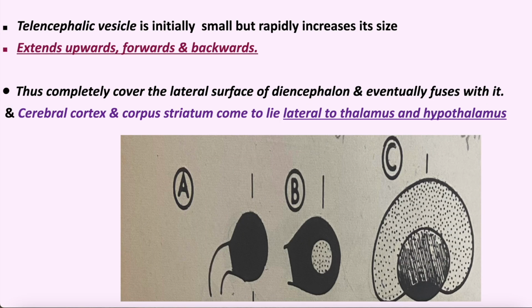Now the telencephalic vesicle is initially small but rapidly increases its size and extends upwards, forwards and backwards, thus completely covering the lateral surface of the diencephalon and eventually fusing with it. You can see in the diagram the progress of the growth. The cerebral cortex and corpus striatum come to lie lateral to the thalamus and hypothalamus.